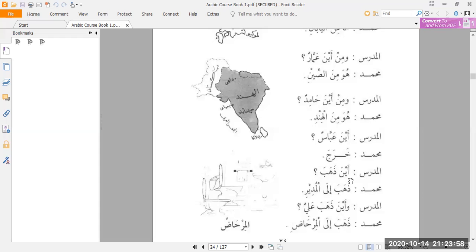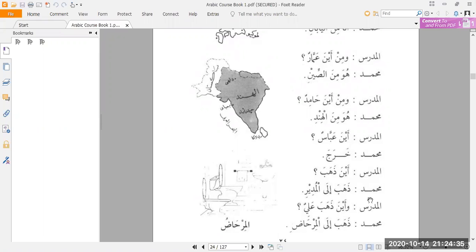So look at the question. Aina dhahaba? Where did he go? And Muhammad replies, Muhammadun dhahaba ila al-mudiri. He went to the principal. Al-mudiru or ila al-mudiri, to the principal. Al-mudiru means the principal. So there's a lot more words to add to your vocab over here. So keep up, and if need be, you can always access the recording again. But anyway, ذهب إلى المدير. So keep this in mind. This is your general thing that you'll be using.